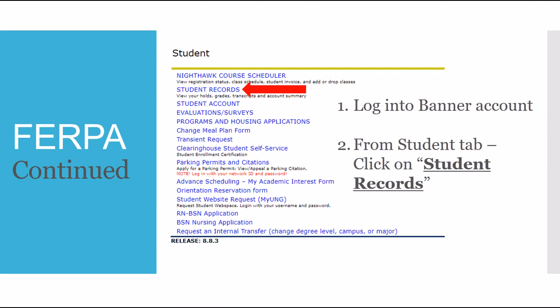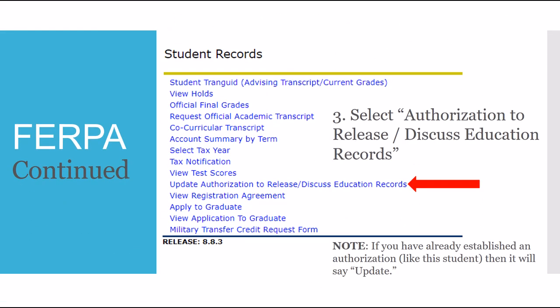In case you aren't sure how to waive FERPA rights or assign a FERPA allowed contact in your Banner account, please follow the next few slides' directions. Once you log into your Banner account, you will need to find the tab Student Records. Click on this. From there, you will want to select Authorization to Release or Discuss Education Records.